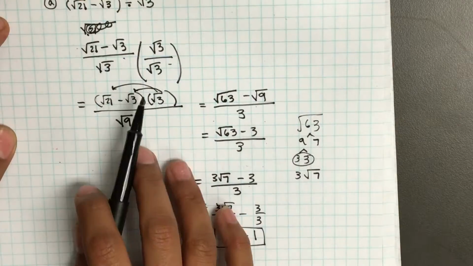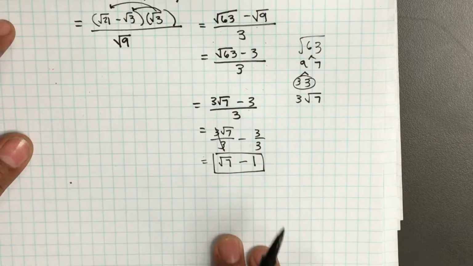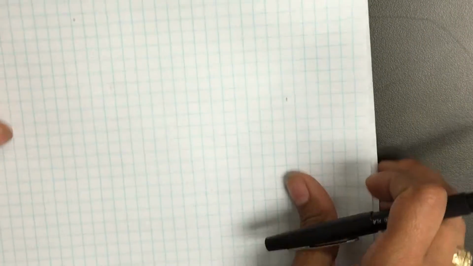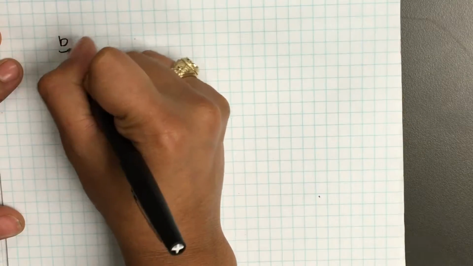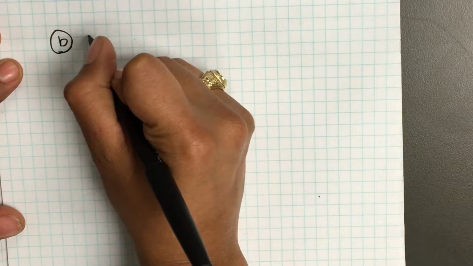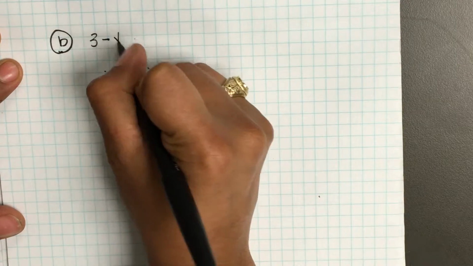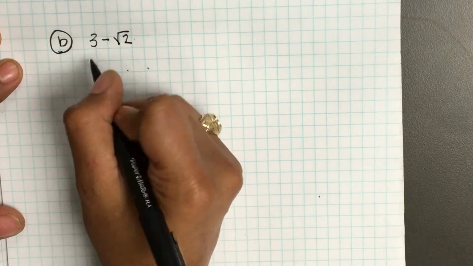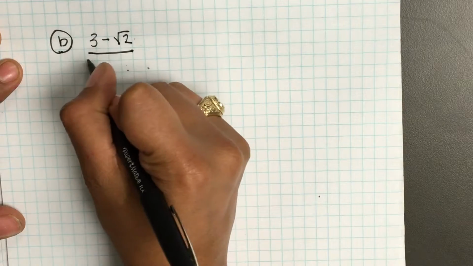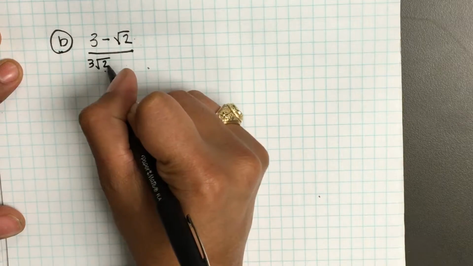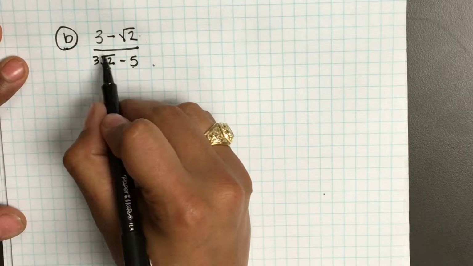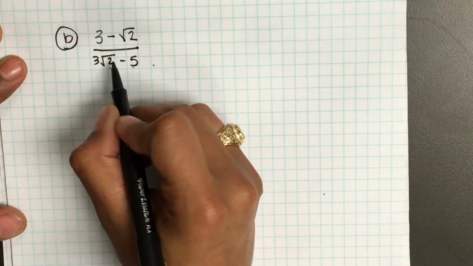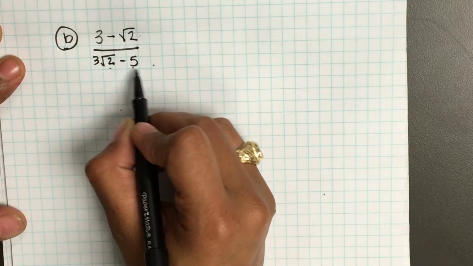Now I'm going to show you one with an actual conjugate. Okay, those are different. So then here, the one that we have in class, this is problem B. We have 3 minus the square root of 2, divided by 3 root 2 minus 5. Now here we cannot have a radical in the denominator, but it also has a subtraction of 5.